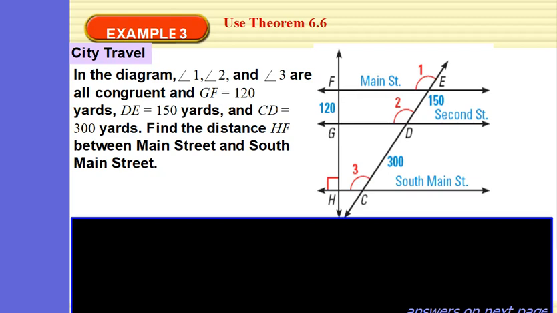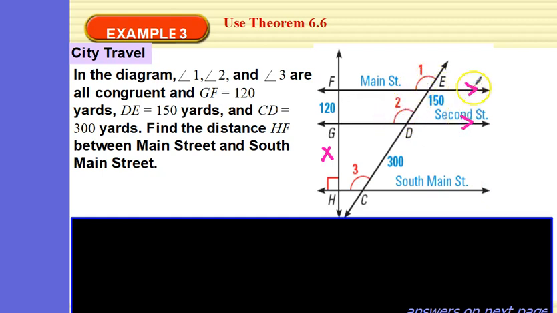In the diagram, angle 1, angle 2, and angle 3 are all congruent. GF is 120. DE is 150. CD is 300. Find the measure of HG. All right, so do you guys see how this and this are equal? Well, if they're equal, then these are parallel.